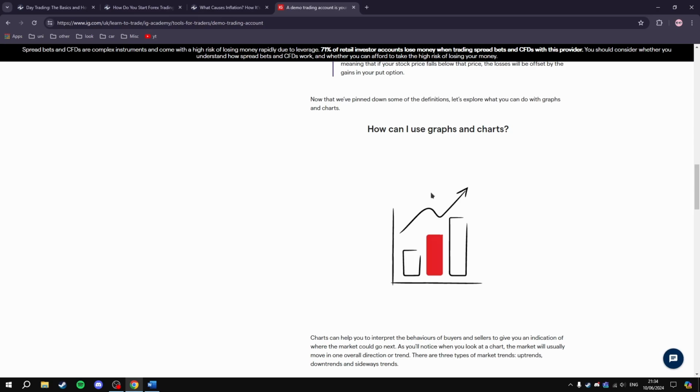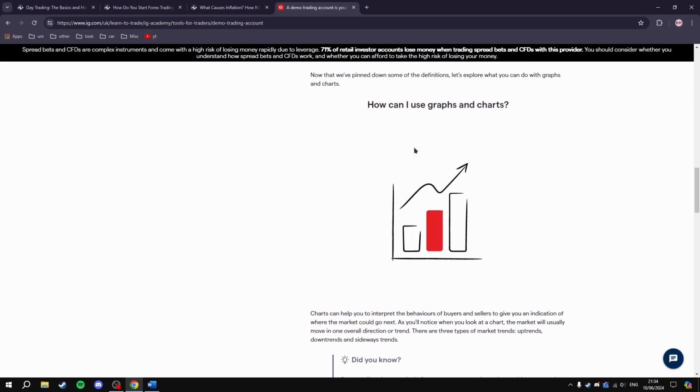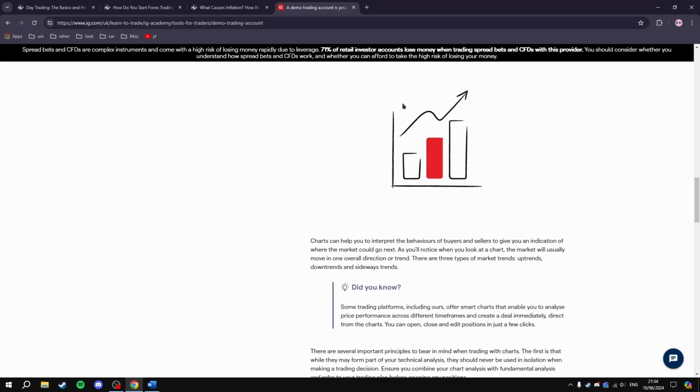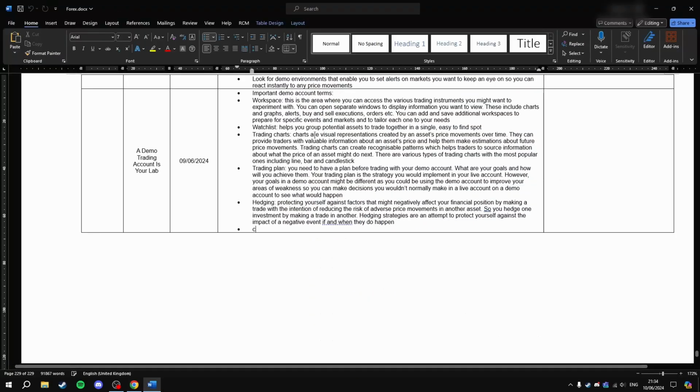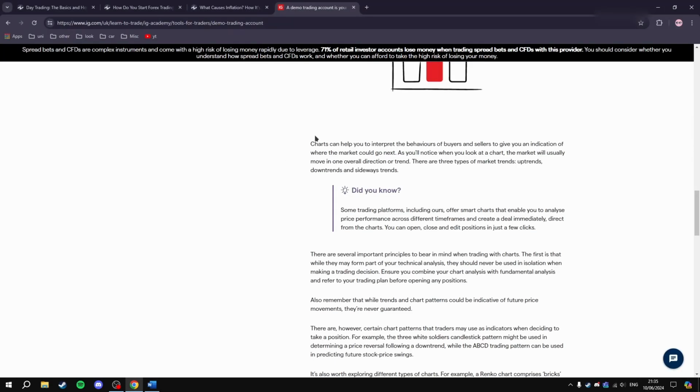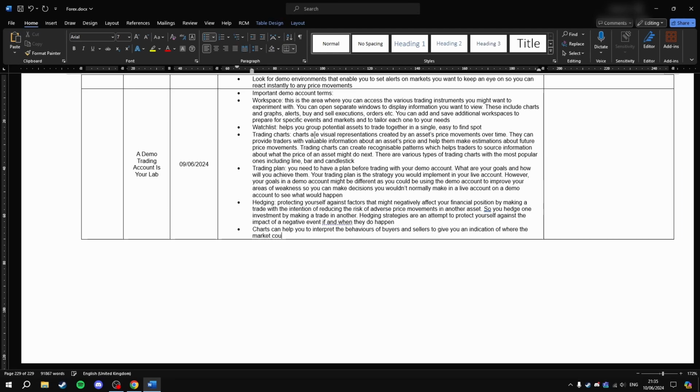So how can I use charts and graphs? Charts can help you interpret the behaviors of buyers and sellers to give you an indication of where the market could go next.